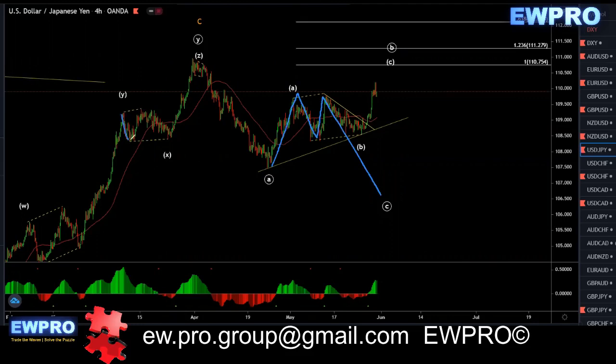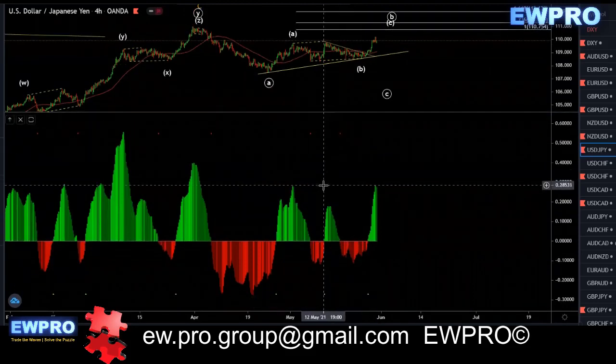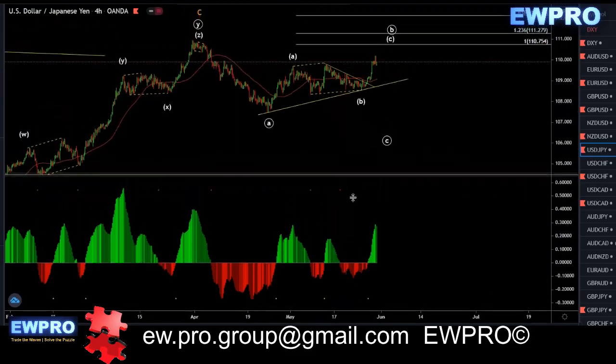But if we have a look at this one here, you can see how choppy this was in that C wave, in that running flat. And this is sort of what we got here. They're very similar, this here and this here, and then we broke out. So I'm looking at that as an A, B, C. I think we still do have divergence on it. No, we've lost the divergence.